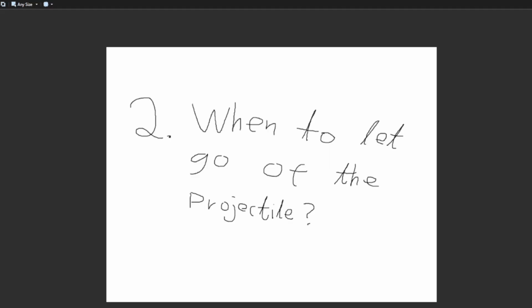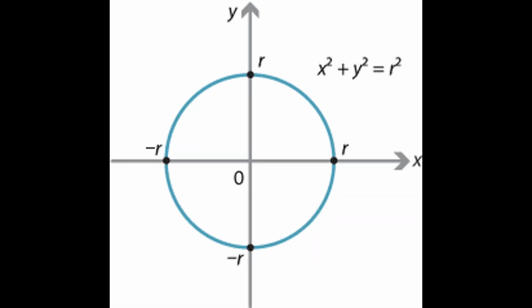Step 2 is to figure out when to let go of the projectile, and to be honest, I haven't really figured out a great solution. There are probably many better ways to solve this problem, but here is my way of doing it. This is a circle, and this is the equation of a circle.